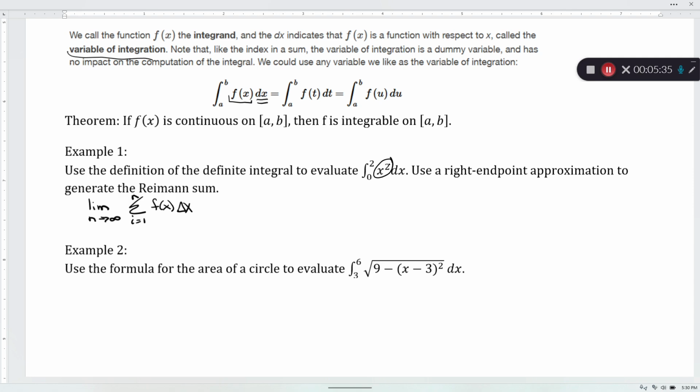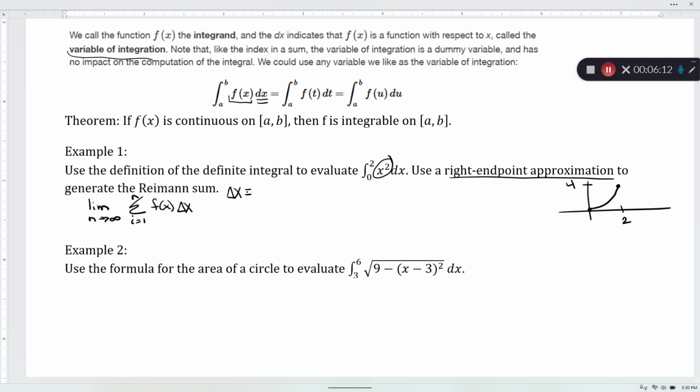Well, the function's x squared, but I have to be careful because they want me to use right endpoint approximation. So we are essentially looking at from 0 to 2, and we're using right endpoint approximation. And they're not telling us what our delta x is. So let's establish delta x.